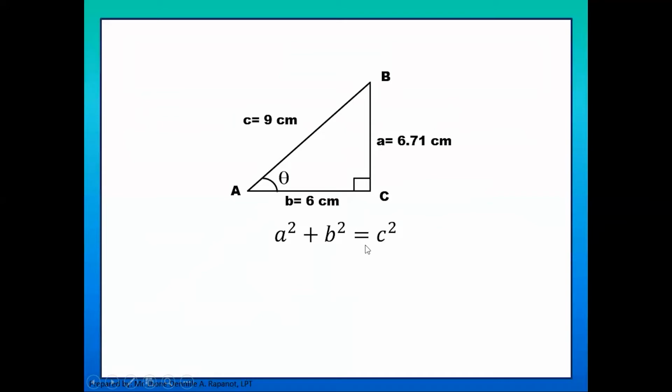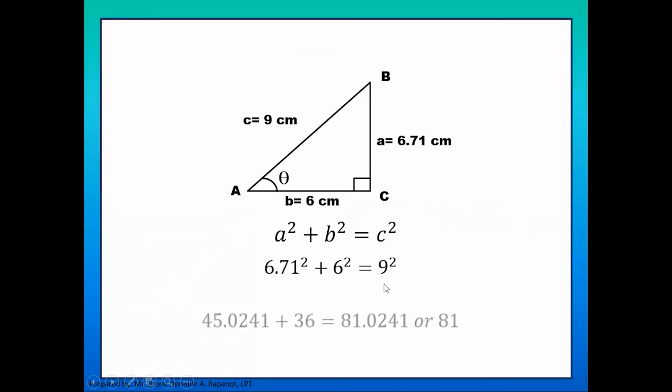We have to double check if that is true and correct by merely using the values we've calculated earlier. Now, we have a value for A, we have to square it. For B, we have to square it. And for C, we have to square it also. What we're after again is for us to see if the values for A squared and B squared, once added, are just the same as the square of C, or the square of 9.